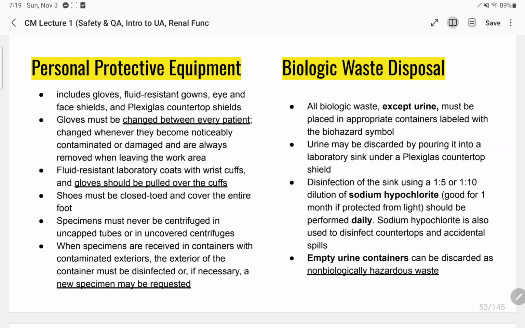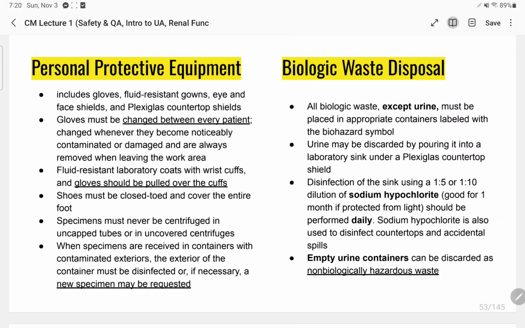Okay, so of course that is for your personal protective equipment. So what about your biologic waste disposal? It says here, according to SP, all biologic waste except urine should be placed in appropriate containers labeled with the biohazard symbol. And how do we discard urine? We discard it by pouring it into the laboratory sink, using a plexiglass countertop shield. Of course, when you pour it, it can produce splashes.